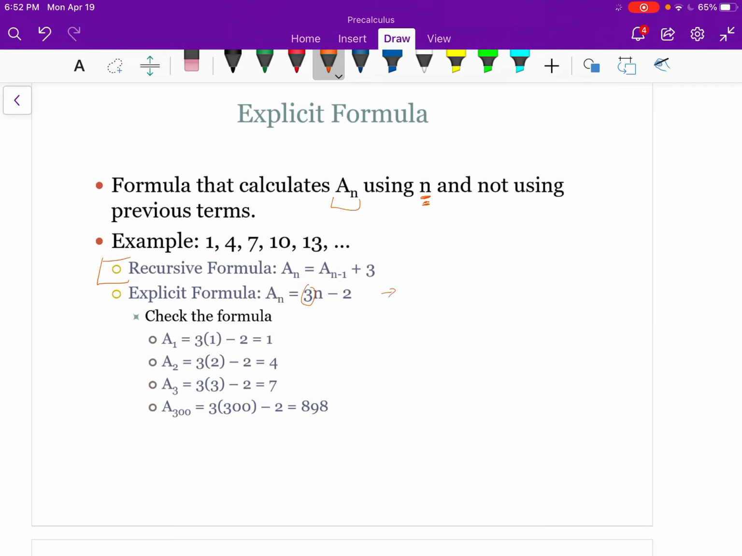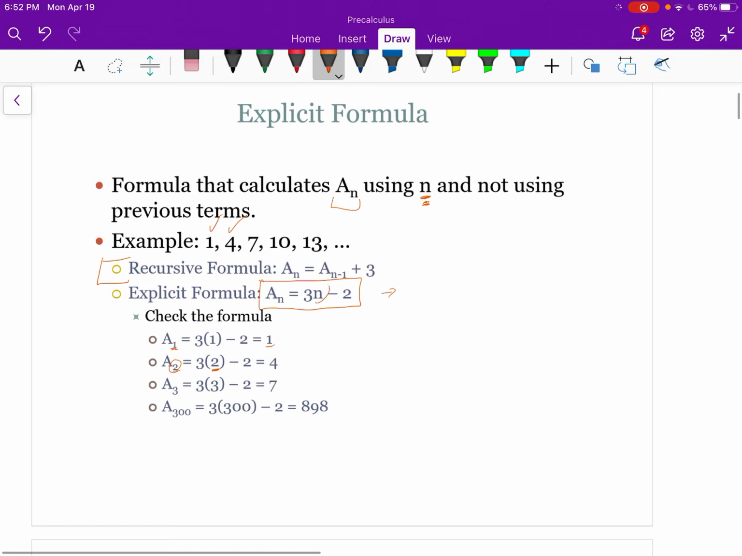3n minus 2. And so we could plug in. So it says check the formula. Does this actually work? I'm telling you it works, but let's check it to make sure. So our first term, a sub 1, we put 1 in for n. So 3 times 1 minus 2 is 1. Well, that worked. The second term, we plug in 2 for n. So again, we're just plugging it in this formula. Three times 2 minus 2 is 6 minus 2 is 4.